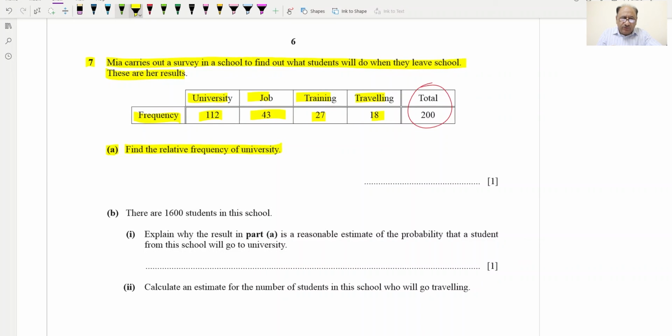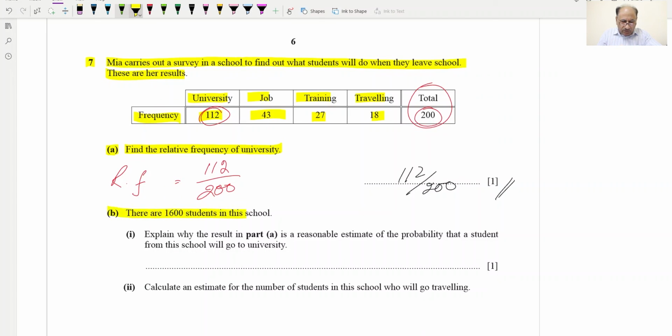So relative frequency of university will be what? University is 112 out of total, which is 200. So we can write 112 out of 200. This will be the relative frequency, and we can write this as the answer, 112 over 200. 1 mark question.